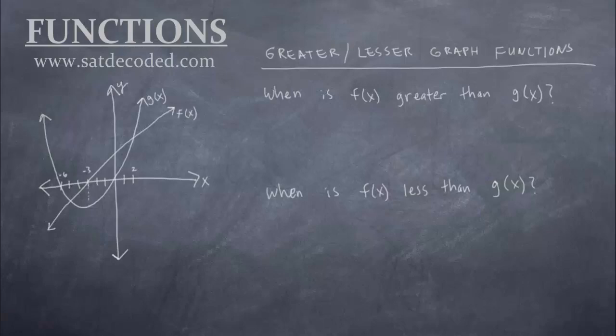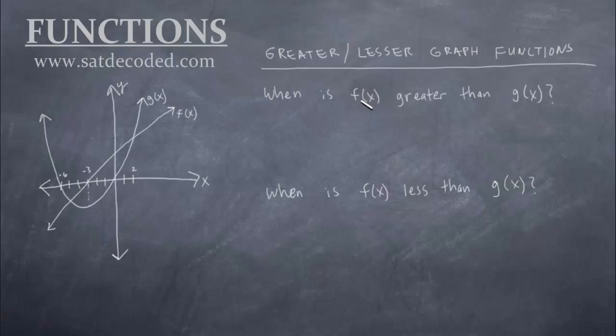Today I want to talk about greater and lesser graph functions. We've been talking a lot about graph functions in the previous videos, but this one's a little bit harder. So the question says, when is f of x greater than g of x? And here we have g of x, this parabola, and f of x, which is this line with some tick marks. So when is f of x greater than g of x?